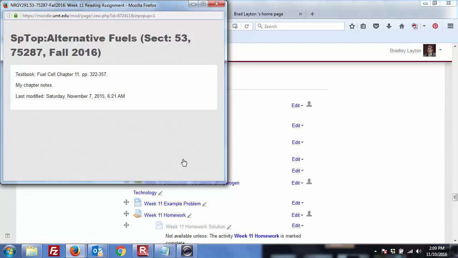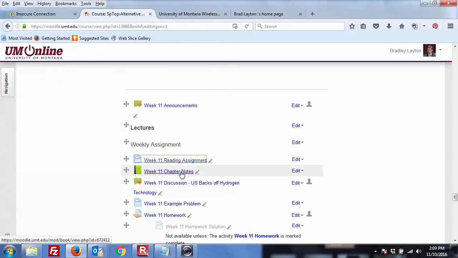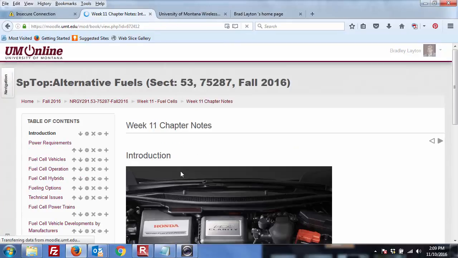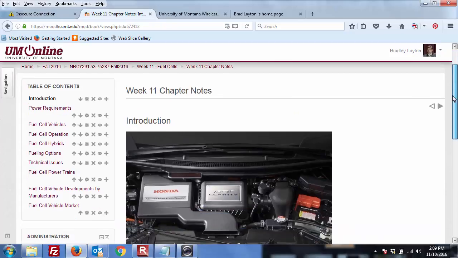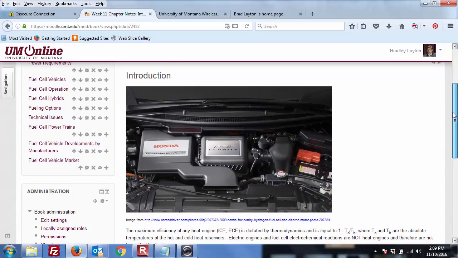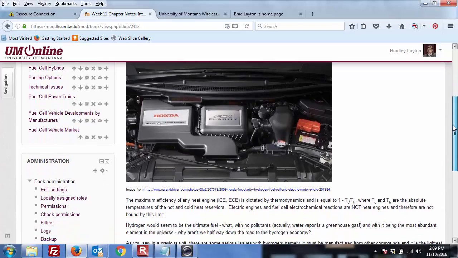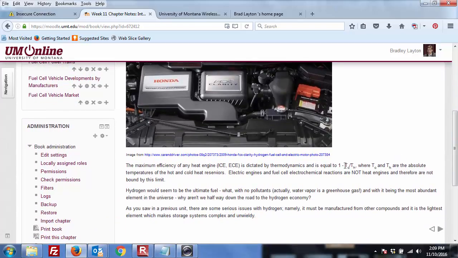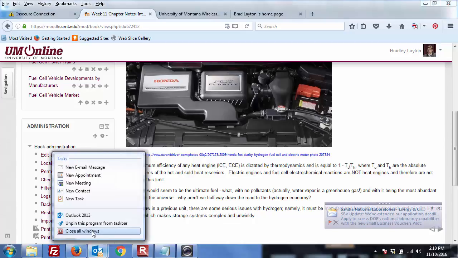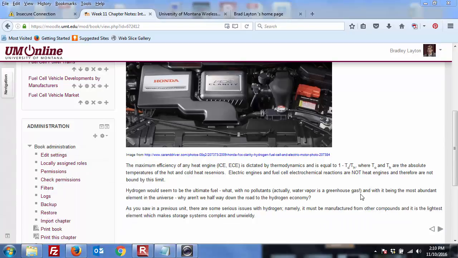So get into your textbook. You're going to read chapter 11. And there it is. Here are the chapter notes. And I'm just going to dive into this a little bit. Okay, so there's our Carnot efficiency right there. Pretty familiar with that by now. We've done all that in 101.